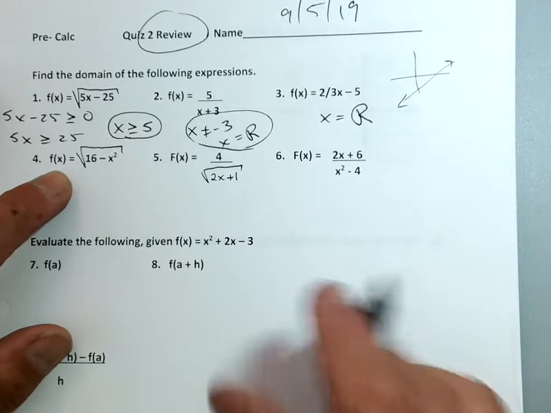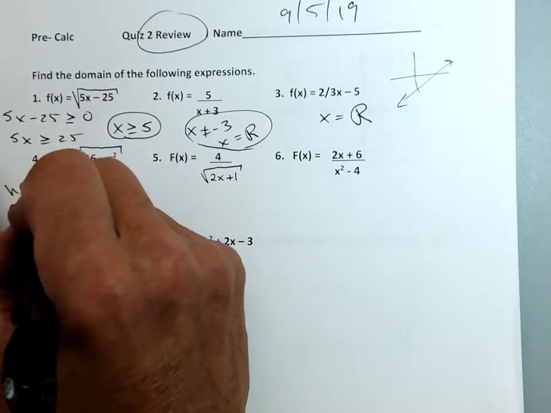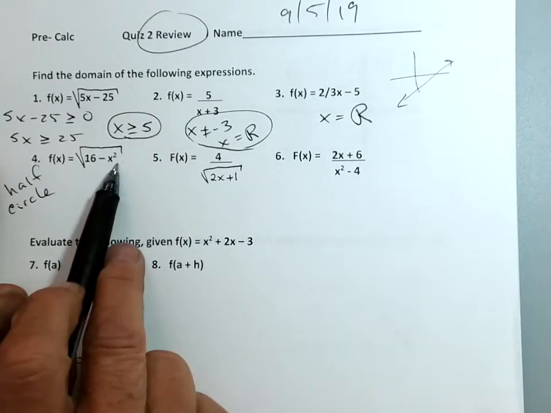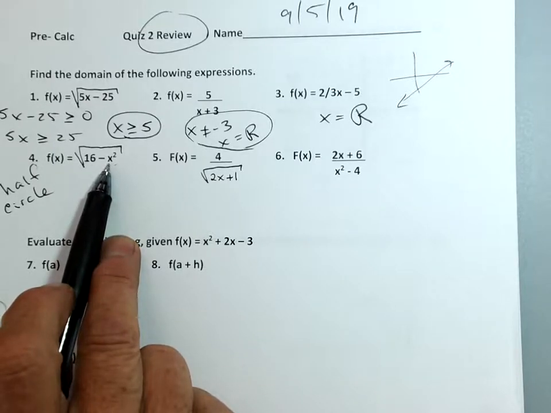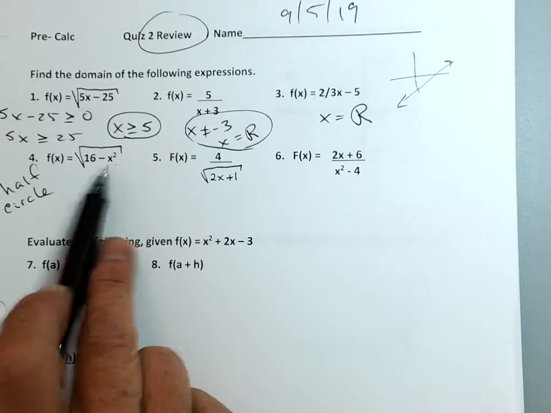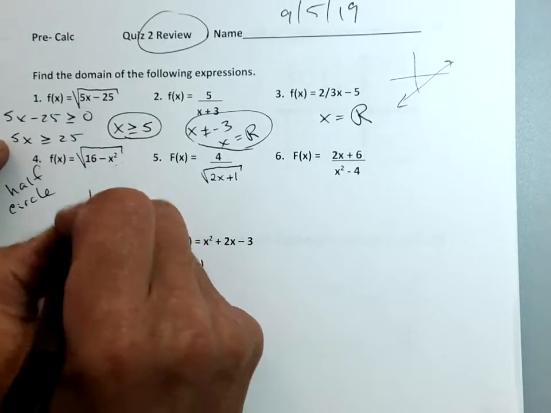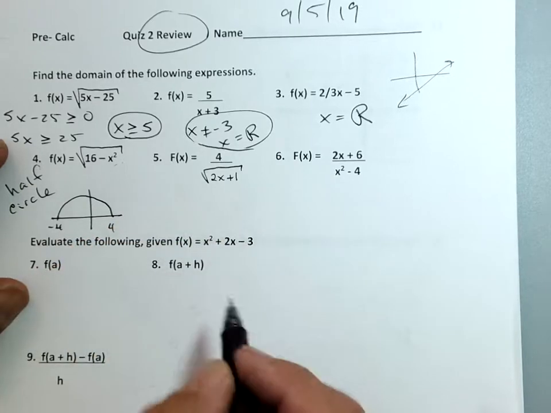4. This is a half circle. We know that if we plug in 4, we're okay. If we plug in 5, we're not, because 16 minus 25 is negative. We can plug in negative 4, but we can't plug in negative 5, because we'd get a 25 squared negative. So it's a half circle, and it really looks something like this, from negative 4 to 4.